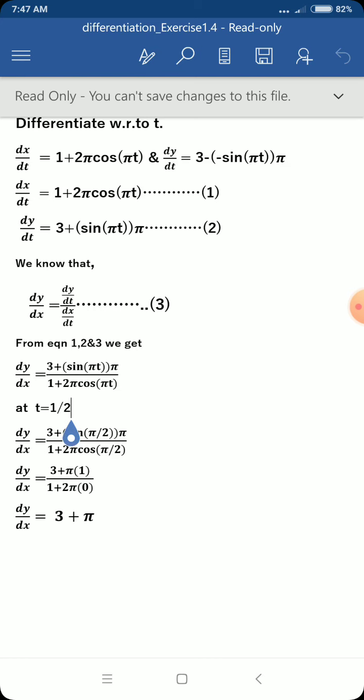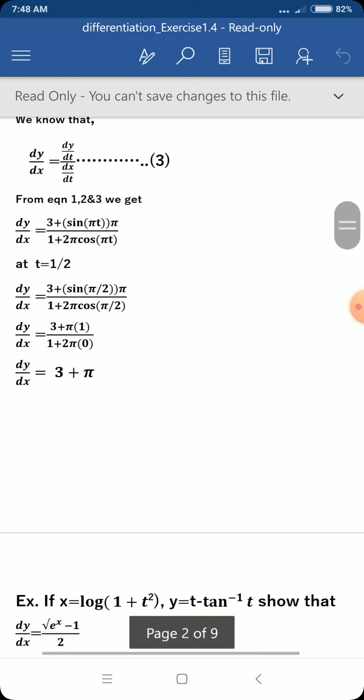Now we have to find the value of dy by dx at t is equal to 1 upon 2. Therefore, put t is equal to 1 by 2 in the above equation. Therefore, dy upon dx equal to 3 plus sine of pi upon 2 into pi upon 1 plus 2 pi into cos of pi upon 2. We know that sine pi upon 2, that is sine 90, is equal to 1, and cos pi upon 2, that is cos 90, is equal to 0.